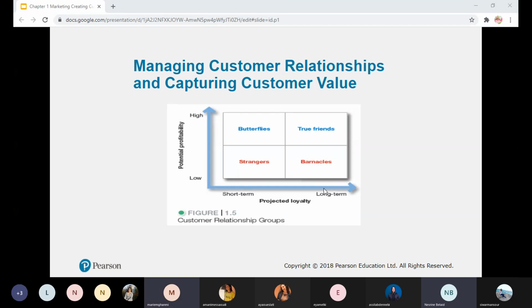Miss, how do they know which is the right relationship to build? Like, how do they know if butterflies is the right customer? How? I didn't understand the question. No, I meant how do they know which group to promote to and consider as customers? How do they know? Okay, so how do they know?